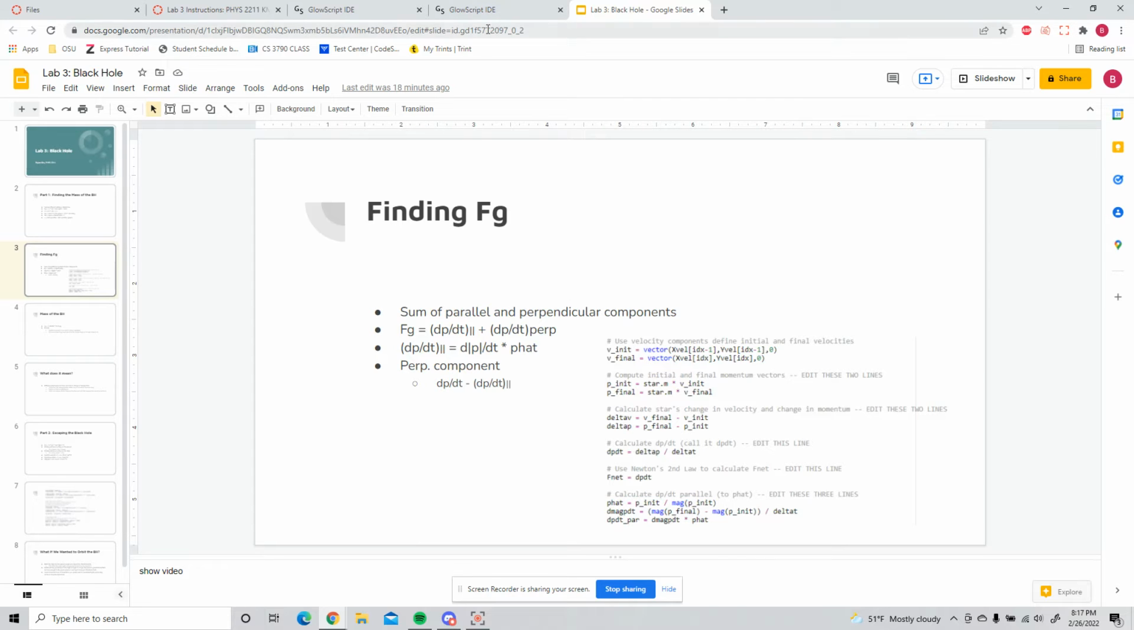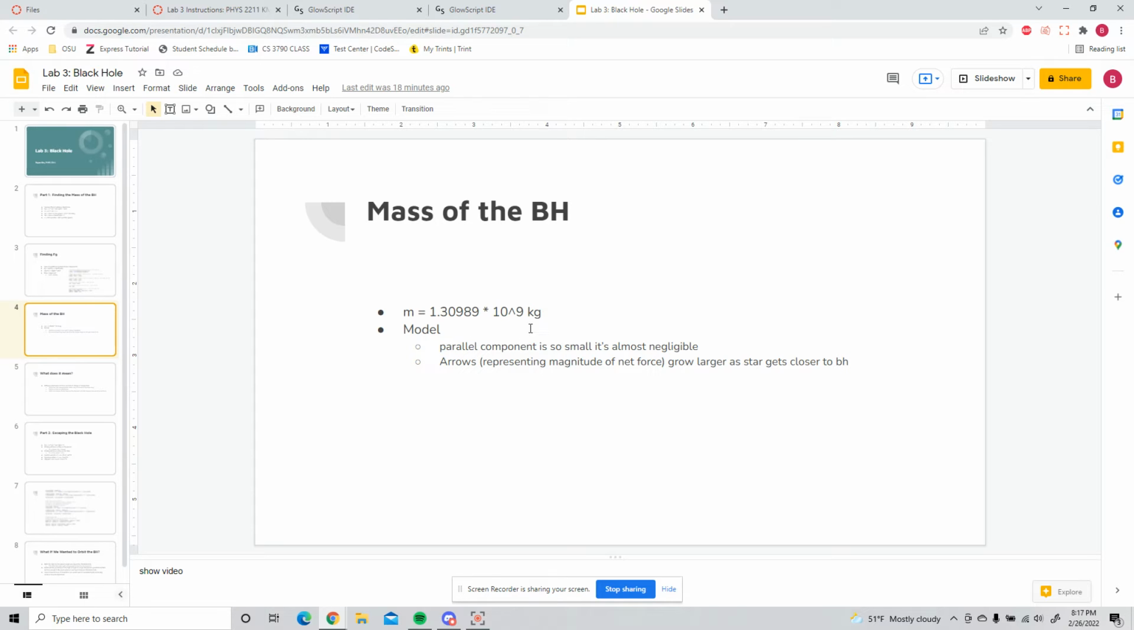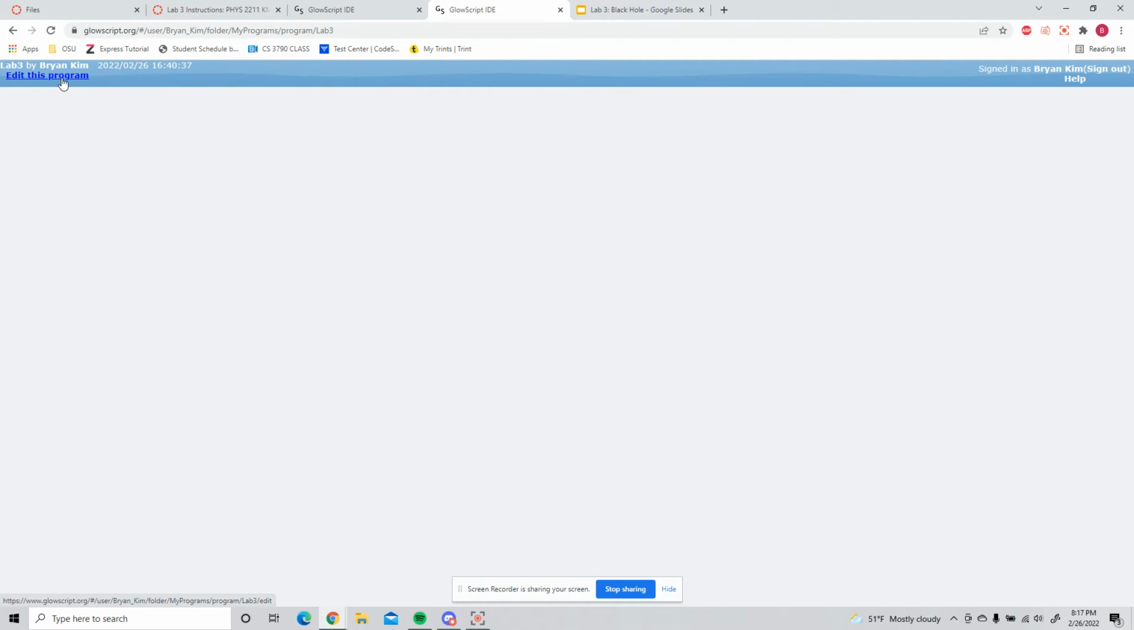So once you have both components, now you know FG, right? Now you have all the variables you need. Plug in all the variables, and you can find the mass of the black hole, which I got to be 1.31 times 10 to the ninth. And I could show you the model here.